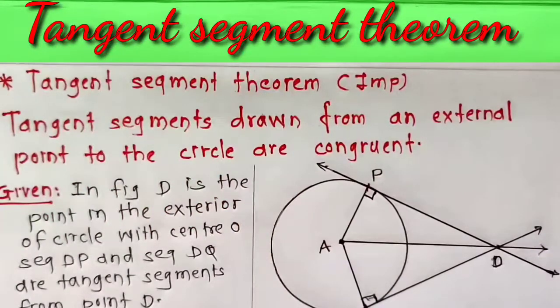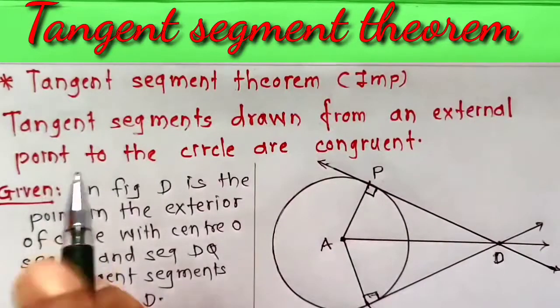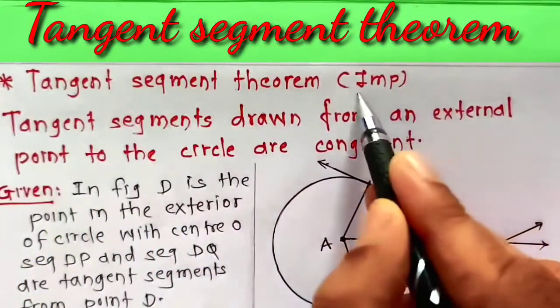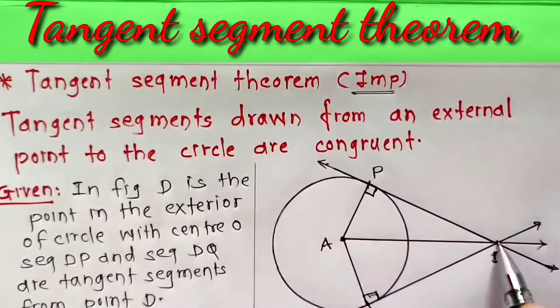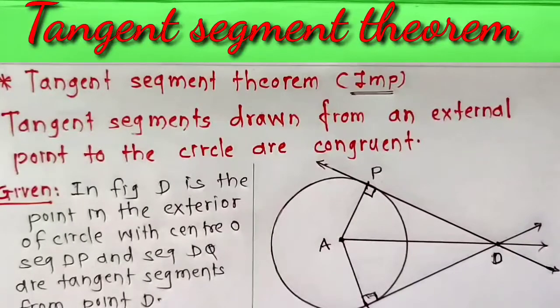So here it is the first theorem from this chapter, and this is a very important theorem. It may be asked in an exam as an activity or directly as a theorem. Here it is given as an activity, the tangent segment theorem. If we draw any circle and take a point outside the circle, then how many tangents can you draw?